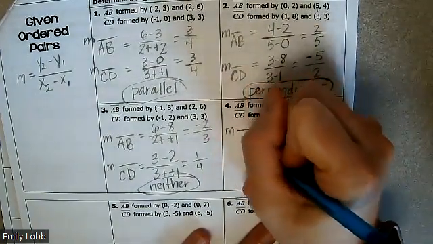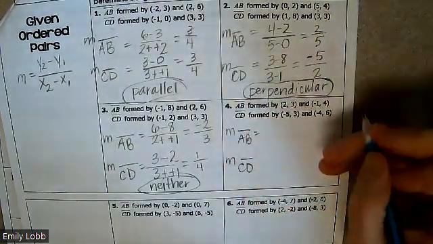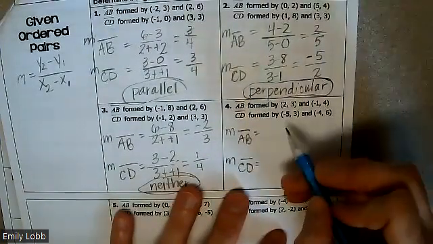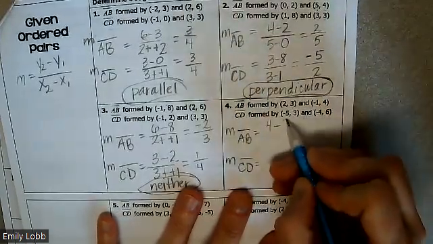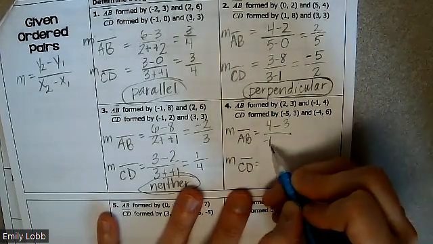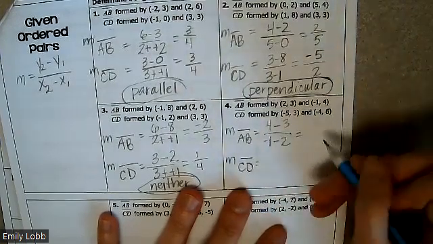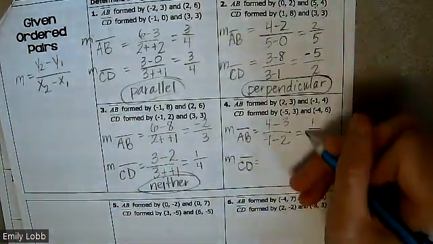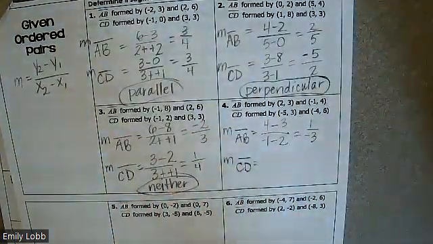All right, so our slope of AB and our slope of CD. You guys should get really good at this slope formula. Our second y value minus our first y value, all over our second x value minus our first x value. What's 4 minus 3? What's negative 1 minus 2? Negative 3. So negative 1/3 is our first slope.